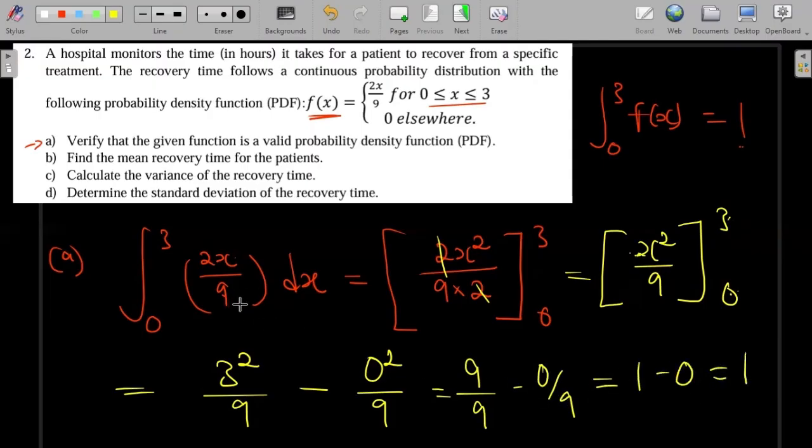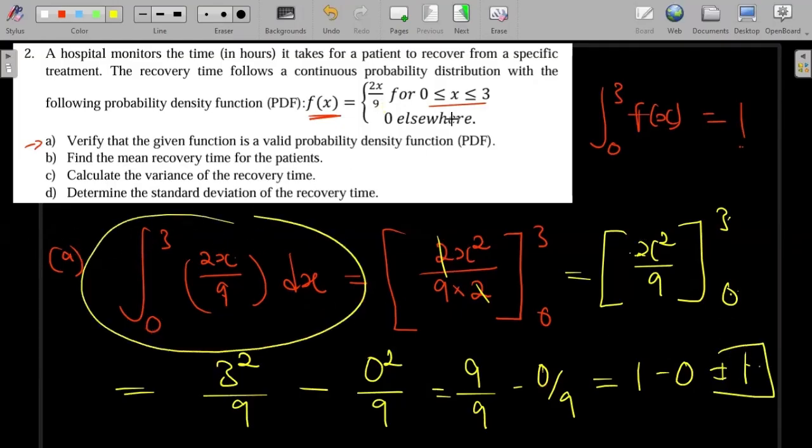So we see that the integral over the whole limit there is just 1. This confirms that f of x here is indeed a PDF, because we've shown that the integral over this whole interval is equal to 1. So that's how you show that something is a valid PDF.